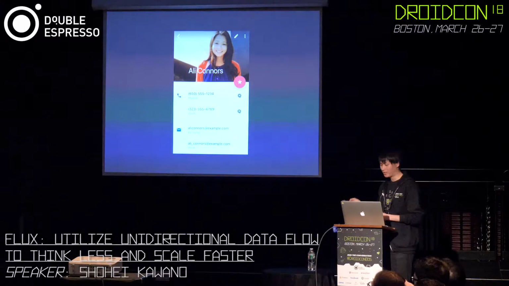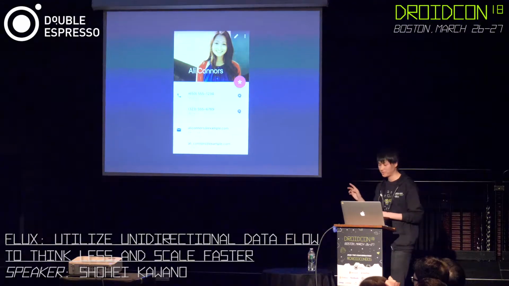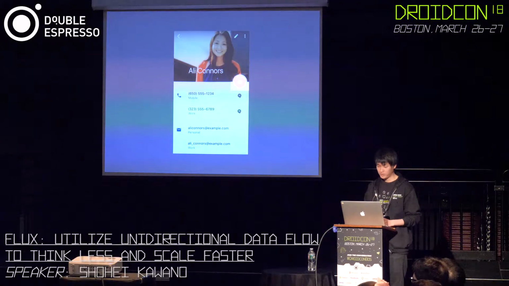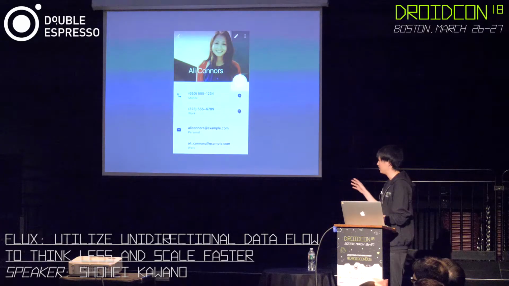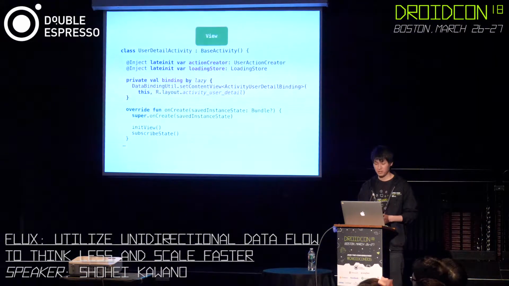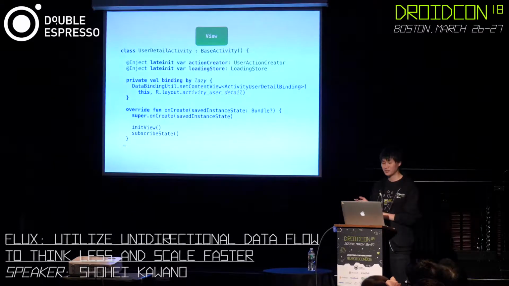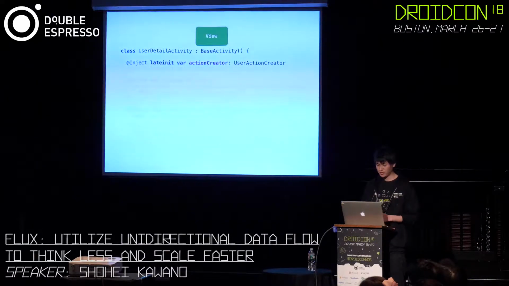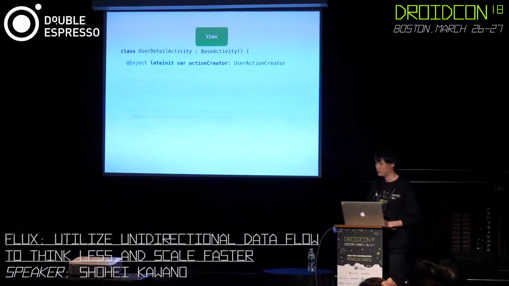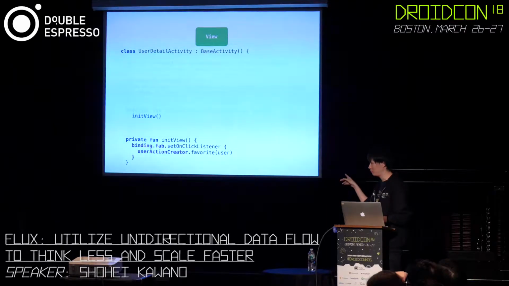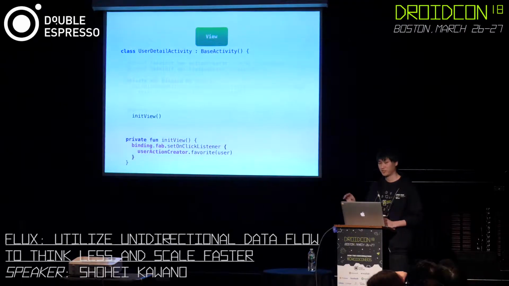So by creating XML file and make layouts, adjust design and so on, you see a user detail activity, right? And next, we need to add favorite functionality for user detail, right, as well. So inside user detail activity, we inject, just like a user list activity, we inject action creator and store. So user action creator is injected. So inside init view function, when the fab is clicked, we call a favorite function. That's the one we already declared in the user list activity, right?